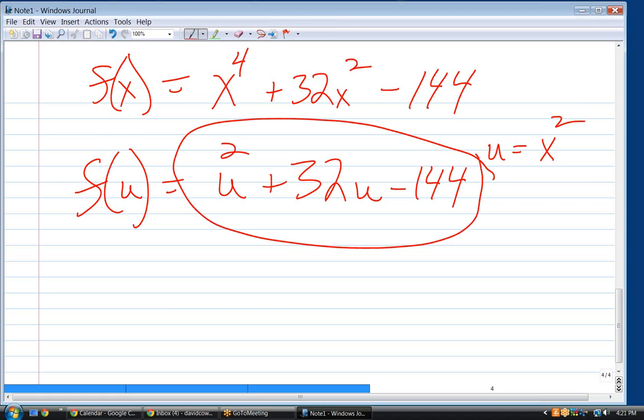We need factors of 144 that add to 32. Well, what's that going to be? 24 and 8? That doesn't multiply to 144. No, it's not 24 and 8. Let's see. Factors of 144 that add to 32.